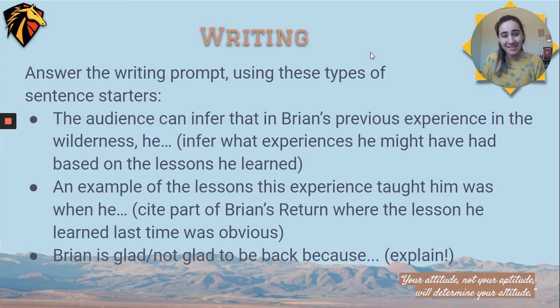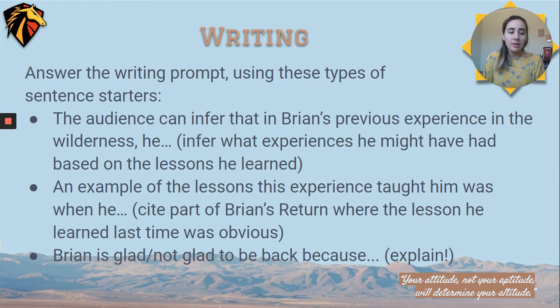So there's a question that asks you about Brian's previous experience in the wilderness and what lessons he's learned about the animals. I've written some sentence starters based on the questions that they gave you, and you need to write a pretty lengthy ACE paragraph. So your first sentence can be a list. The audience can infer that in Brian's previous experience in the wilderness, and you need to list 3 things that you inferred about Brian's experiences that he had in the past based on the lessons he showed.